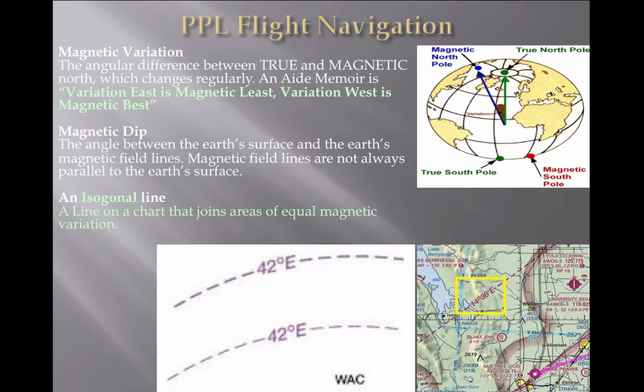Magnetic variation is defined as the angular difference between true and magnetic north, which changes regularly. An aide-memoire, and one very, very worthwhile committing to memory, is: variation east, magnetic least; variation west, magnetic best. We will use these for calculations and for converting between compass direction, magnetic direction, and true direction.